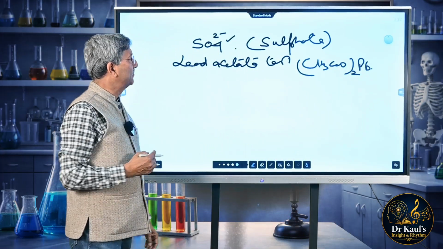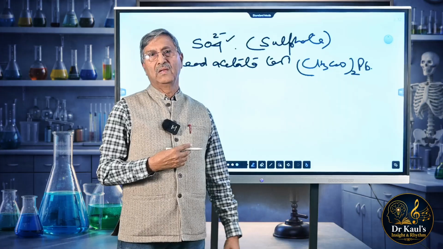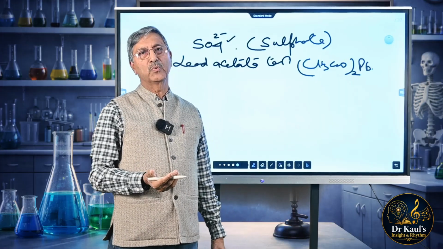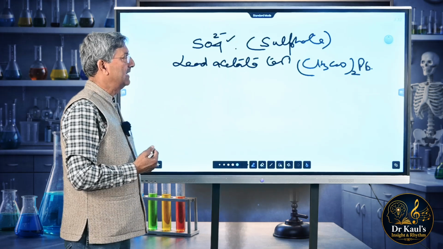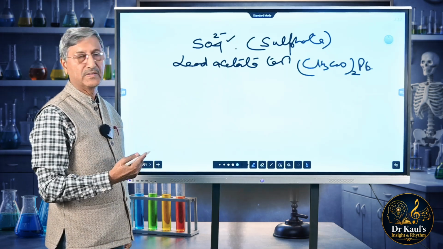In this case, again, what we do is we neutralize or decompose the soda extract with acetic acid, followed by the addition of lead acetate, and again we get the formation of white precipitate. How?